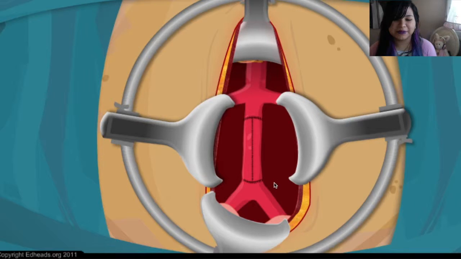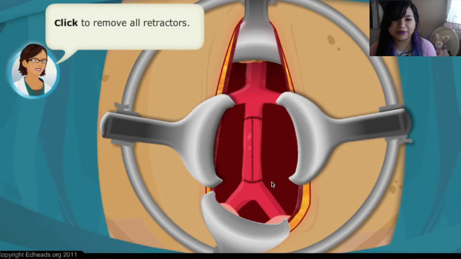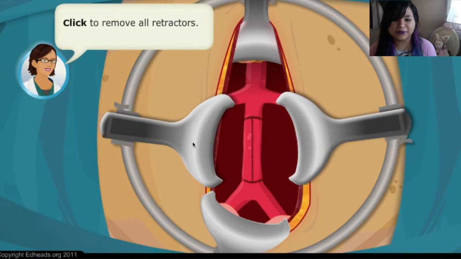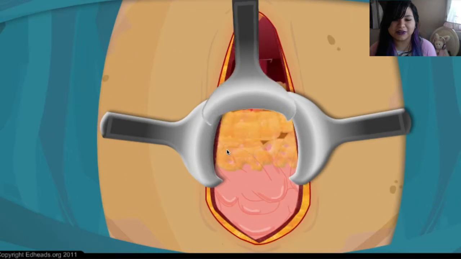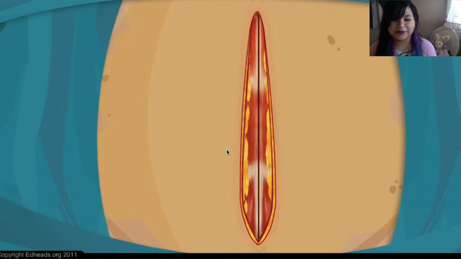We are almost done here. Our patient is on his way to a healthier future sailing with his granddaughters. We need to remove the retractors and put the organs we retracted back in place. Remove all the retractors. Now we need to suture the abdominal wall back together.